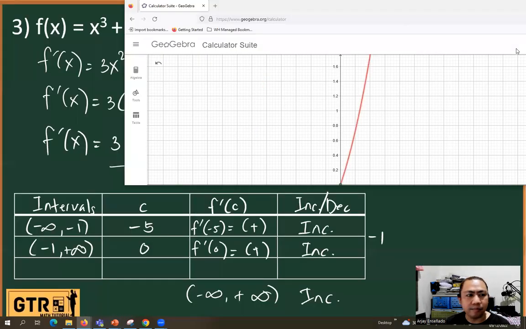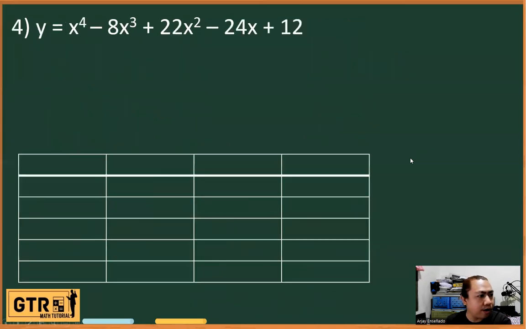Okay, so next, number 4. So we have, medyo marami na, x to the 4th. So just get the derivative, y prime. We can substitute f of x for y. So f prime of x. So we have x to the 4th, so that is equal to 4x cubed minus 8 times 3, so that is 24x squared, subtract 1 to the exponent, plus 2 times 22, so that is 44x. X na lang siya, minus 24.